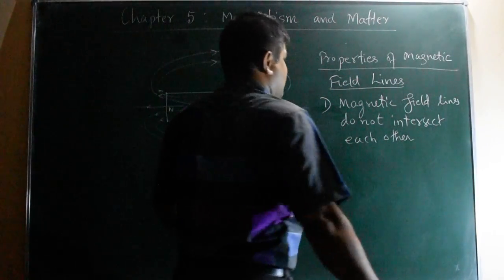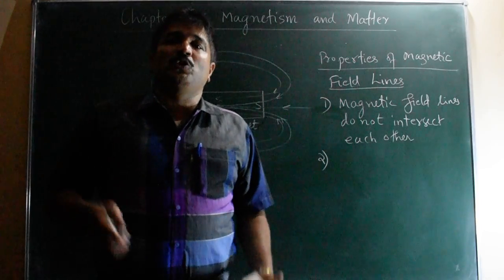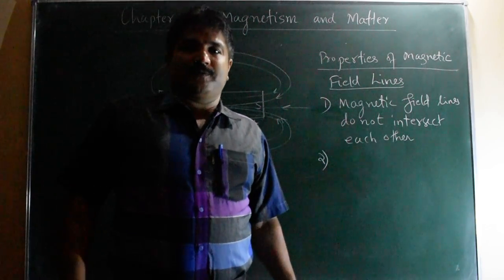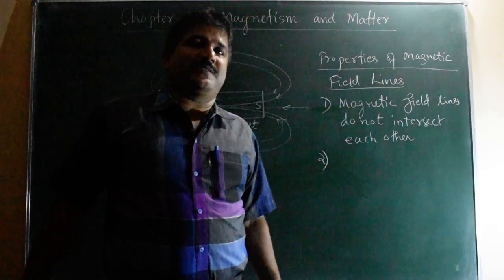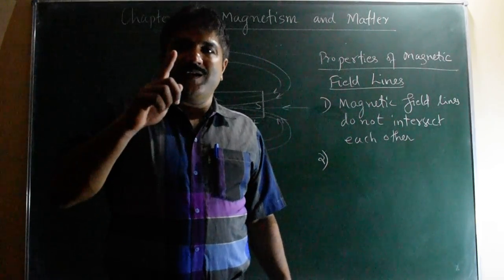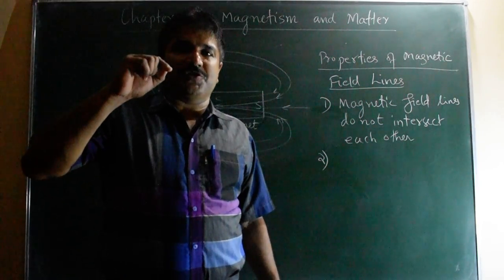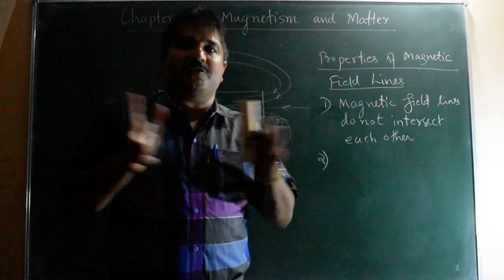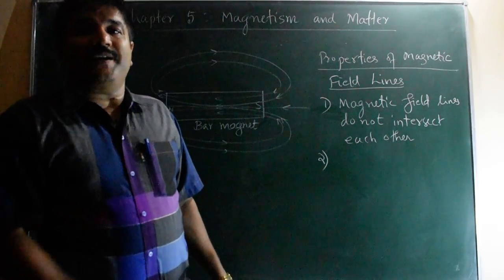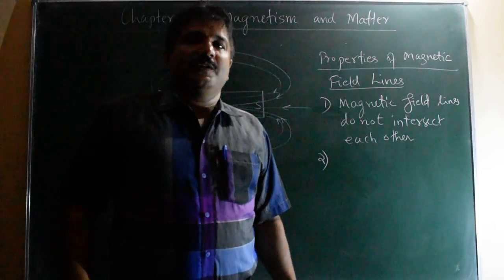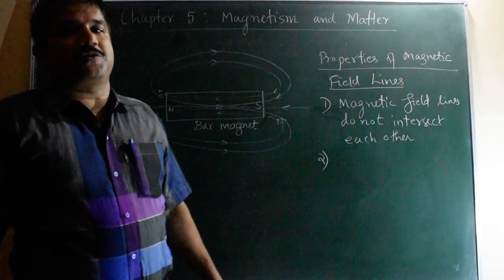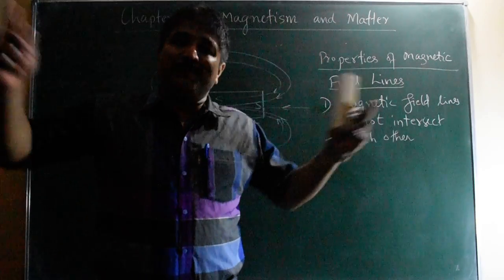Then the second property is that magnetic field lines form closed loops, unlike electric field lines. Electric field lines do not form closed loops. They are one-sided, meaning they start from a positive charge and end at a negative charge. If a single positive charge is there, field lines start from it and end at infinity, going out in all directions. Whereas if only one isolated negative charge is there, the field lines all come into that negative charge from infinity. So they start at positive charge and terminate at negative charge.